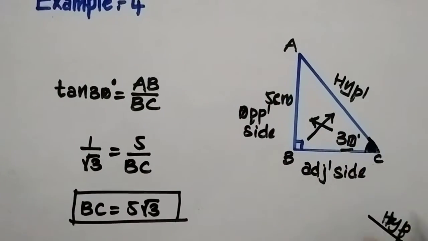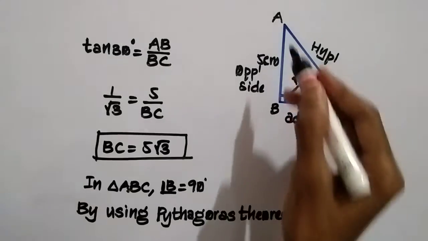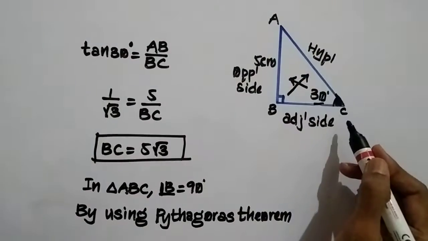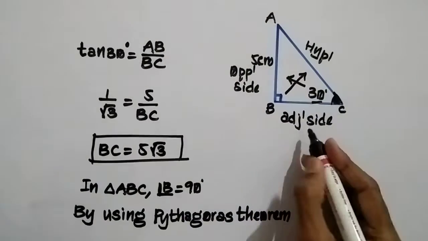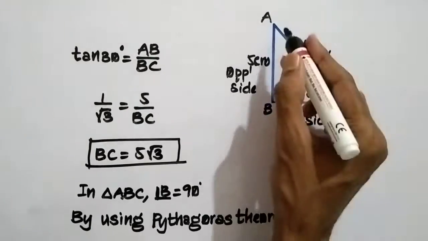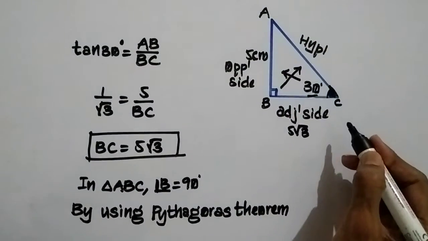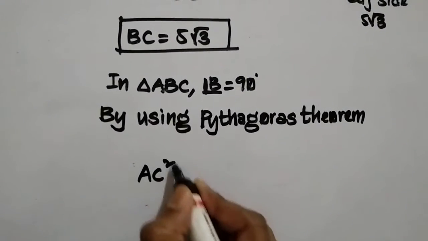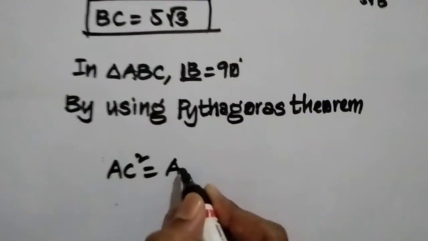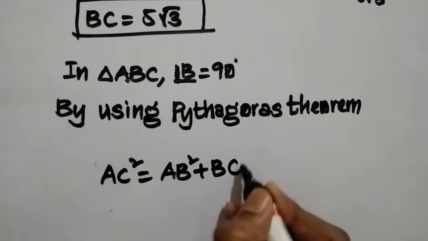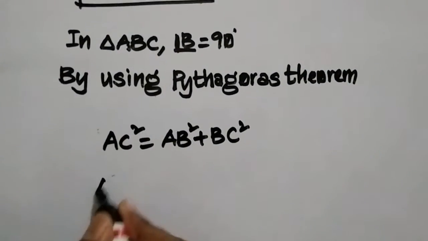Now we will find the hypotenuse. In triangle ABC, angle B is equal to 90 degrees. By using Pythagoras theorem, we will find the AC value. Already we got the adjacent value, BC is equal to 5 root 3, where AC square is equal to AB square plus BC square according to Pythagoras theorem. AC square we should find.